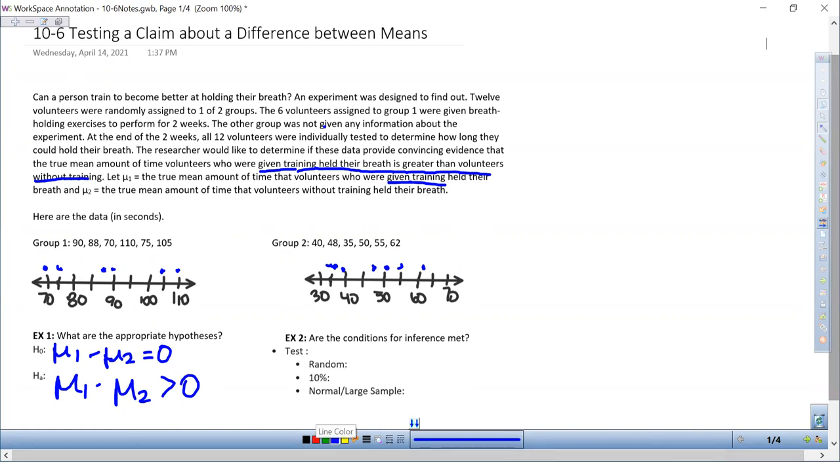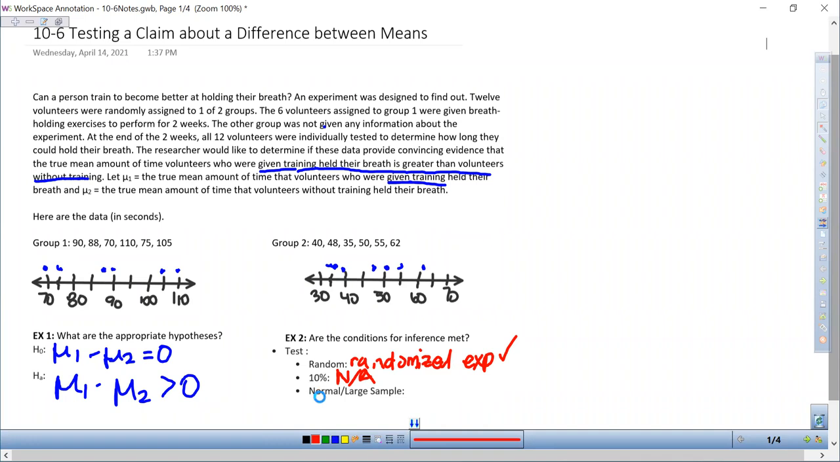Then we want to check the conditions for inference. We have a randomized experiment, so we are random. When I have a randomized experiment, the 10% condition is not applicable. I'm putting these people into treatment groups and dividing them, so I do not have to check the 10% condition for a randomized experiment. If I had 2 independent samples, that's when I would have to check whether the sample size is less than 10% of the overall population.